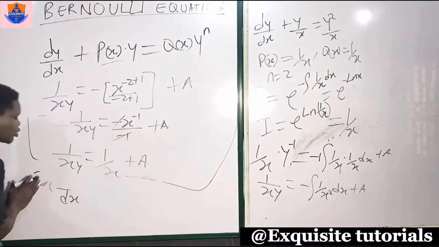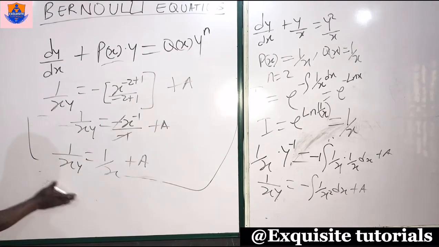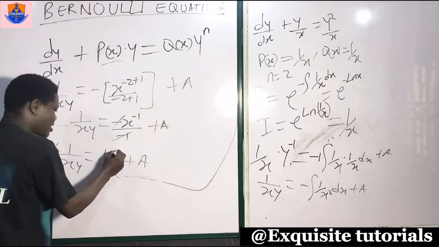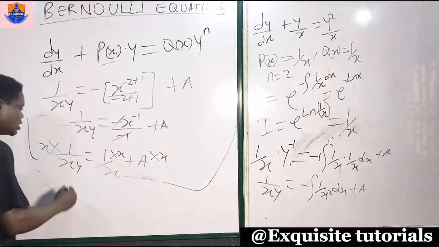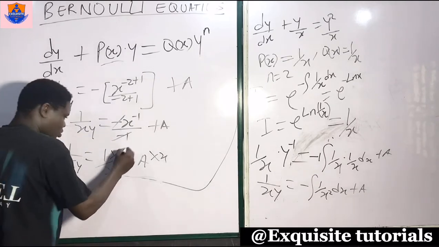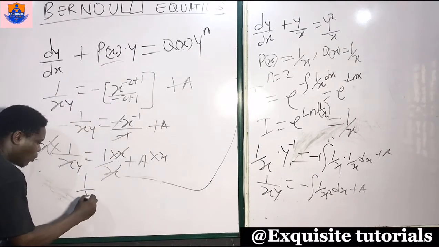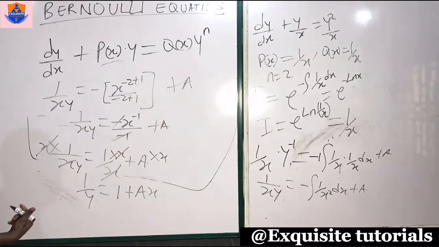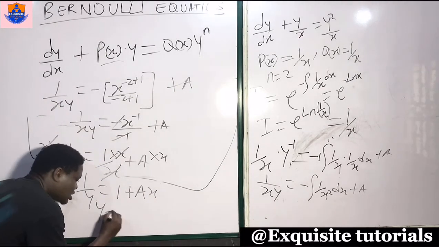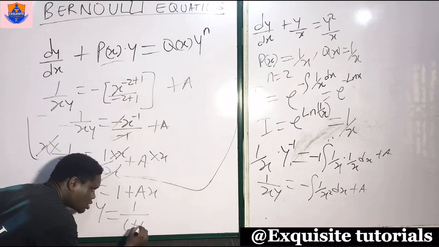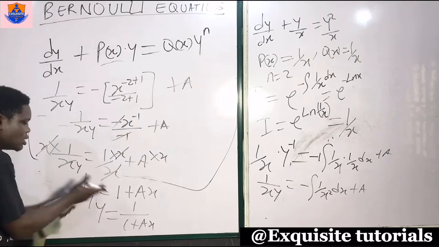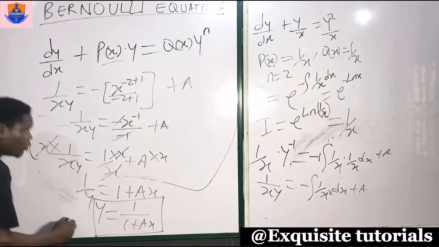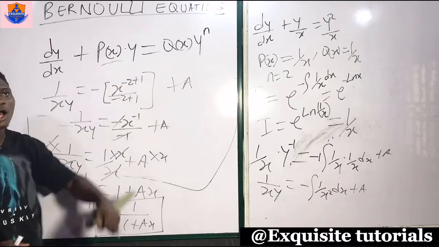Now if I multiply through by x, not xy, if I multiply through by x, this x will cancel out, this x will cancel out. We are left with 1 over y equals 1 plus ax. You can leave your answer like this, or you can find y, which is 1 over 1 plus ax. That means I flip this, I will also do this. So this becomes our general solution for this differential equation.